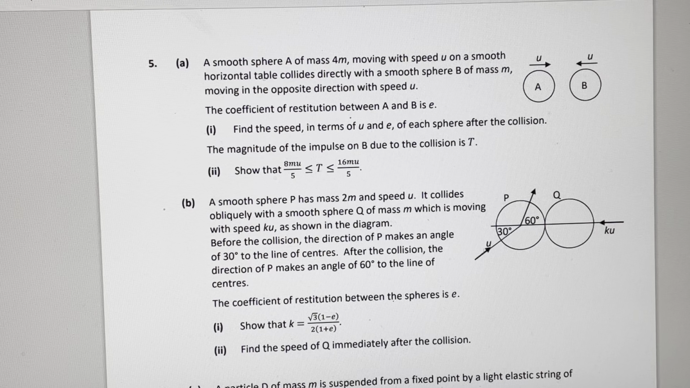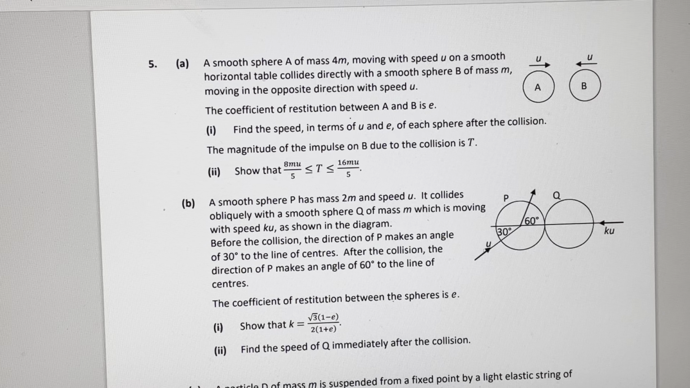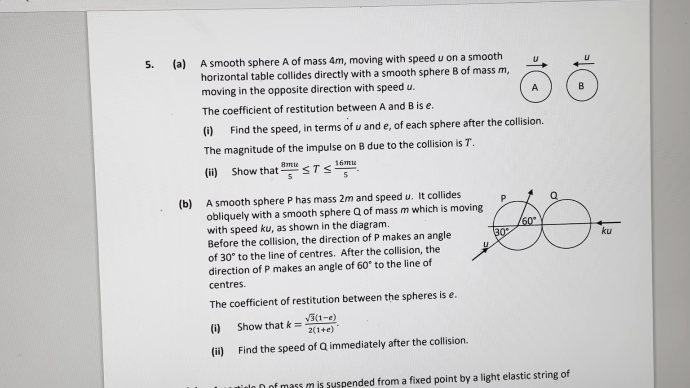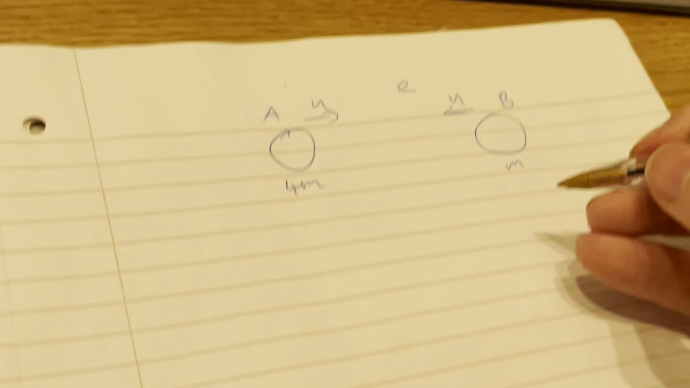Okay, collisions. Smooth sphere A has mass 4m and speed u. Sphere B has speed u as well, and mass just m, moving in opposite directions. The coefficient of restitution is e. Find the speed of each sphere after the collision, in terms of u, which should be fairly straightforward. Then the impulse. Impulse is kind of a new one, not asked terribly much.